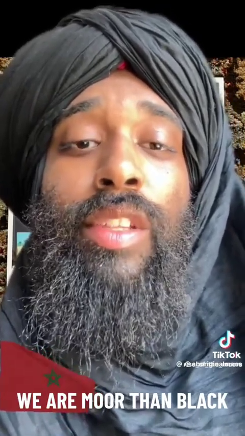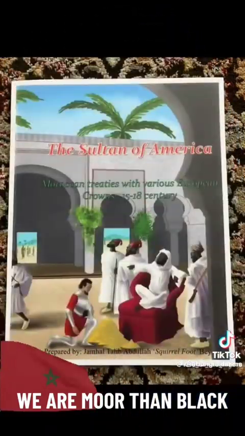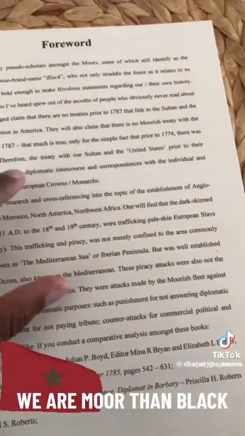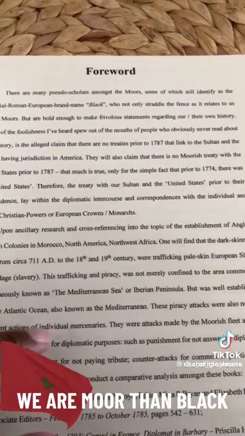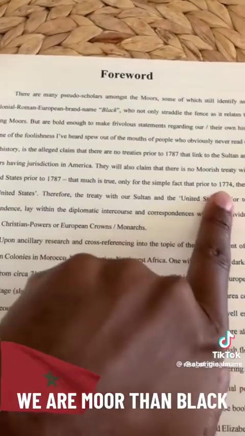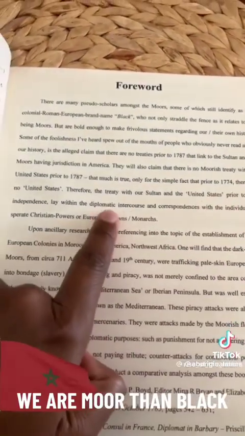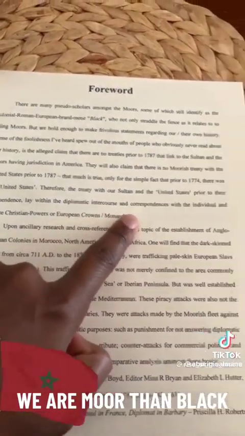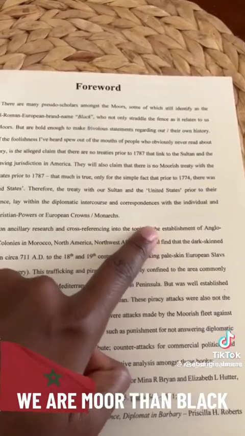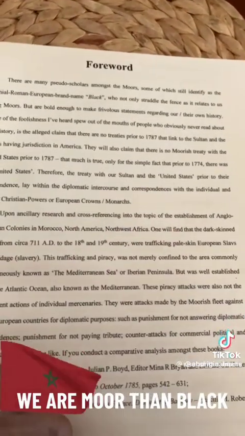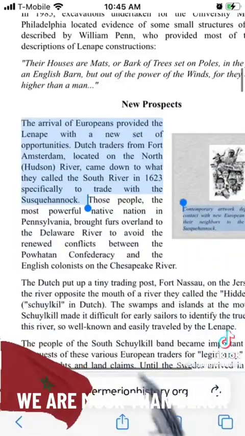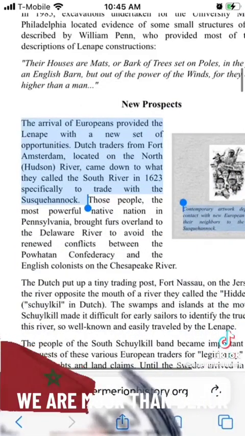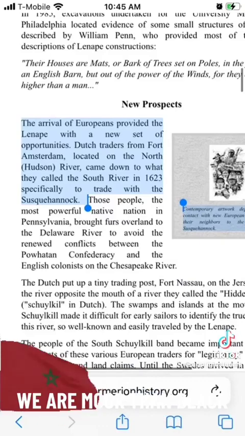clearly articulated in this book right here. Look to the fact that the United States didn't exist until 1774, so you'd have to look into diplomatic intercourse and correspondence between the parent colonist countries and the Sultan of Morocco. Which brings us to this point right here, that when the Dutch entered into trade agreements, the Dutch fur trade, with the Lenape Indians, who we know that they're Moors, they first entered into a treaty with the Sultan of Morocco.